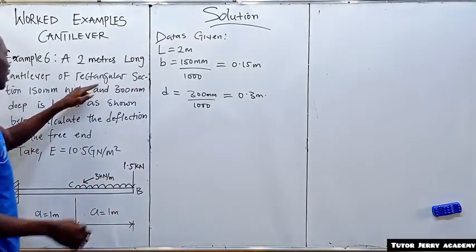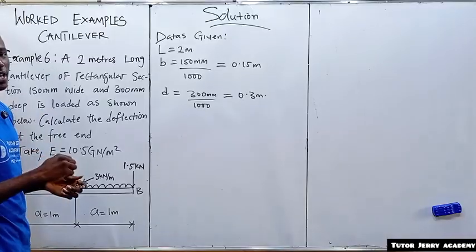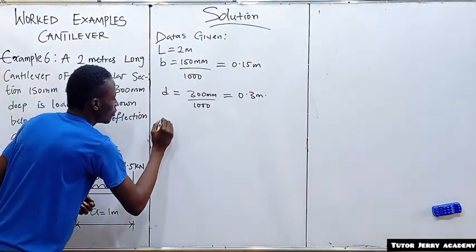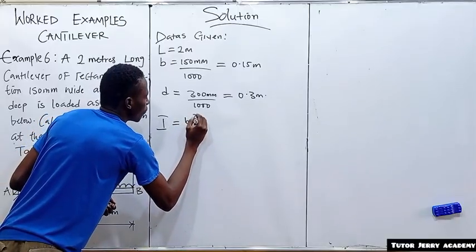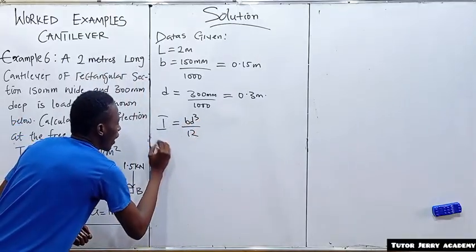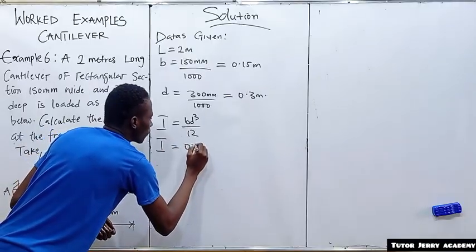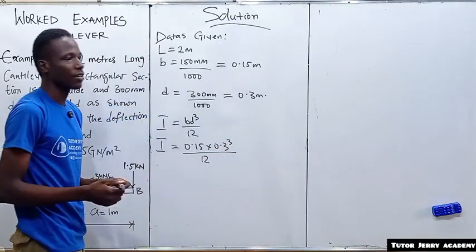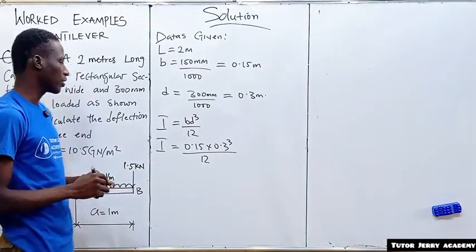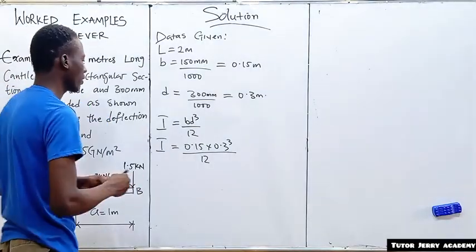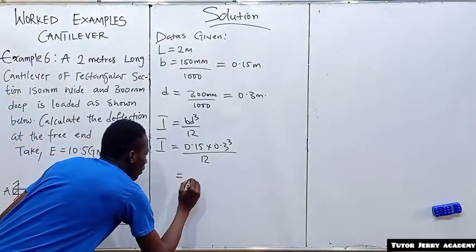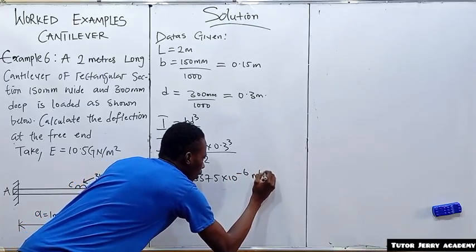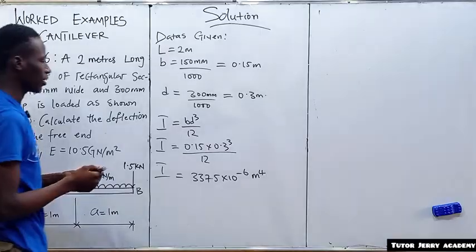All right. So this is a rectangular section, and our moment of inertia will be nothing but BD cube all over 12. So I is equals to BD cube all over 12. And so our I will be equals to 0.15 multiplied by 0.3 all to the power of 3 all over 12. If you divide this, you will get your moment of inertia to be 337.5 times 10 to the power of minus 6 meters to the power of 4. This is our moment of inertia.